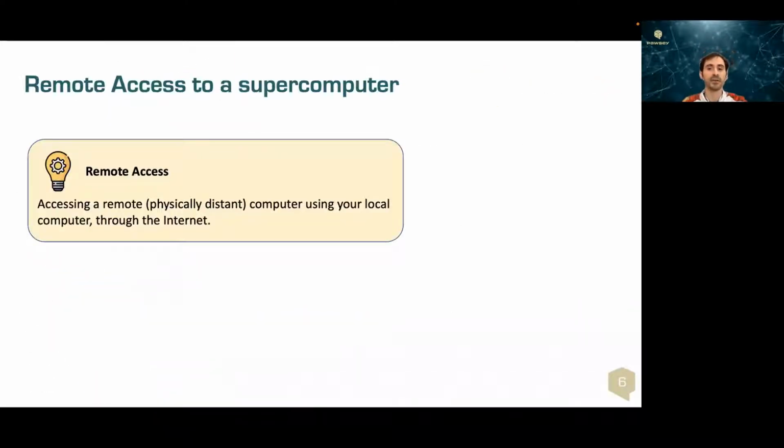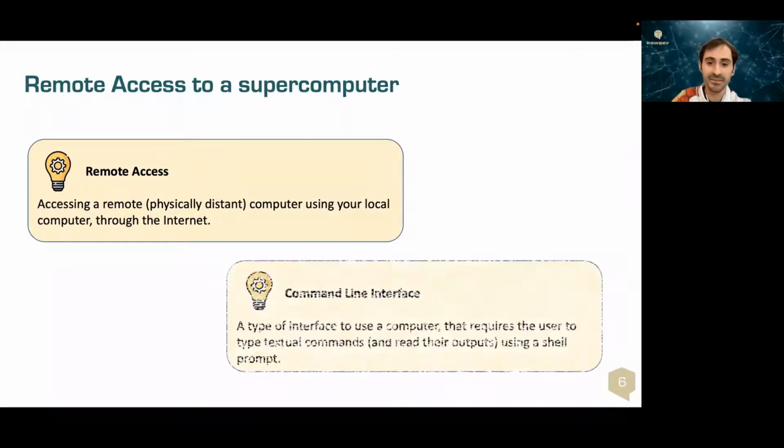So yeah, logging in. What does it mean to remotely access a computer, a system? Remote access is accessing a computer which is physically distant from where you sit, using your own local machine by means of the internet connection that connects together all of the computers in the world. To enable this at Pawsey, currently we make mostly use of a command line interface, which is a type of interface to use a computer that requires the user to type textual commands in a textual program, and then read out the outputs in a textual way as well. There are also graphical interfaces to computers, but currently this is our key way of interacting with Setonix and our other supercomputing systems.